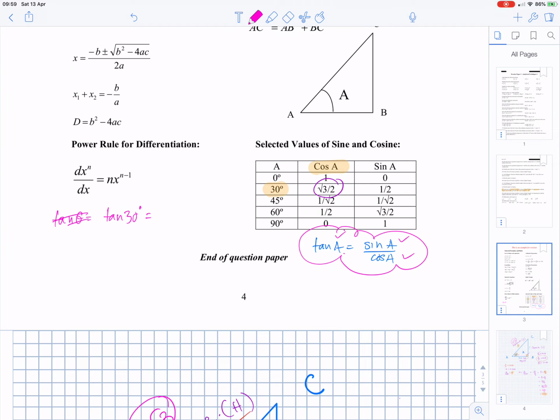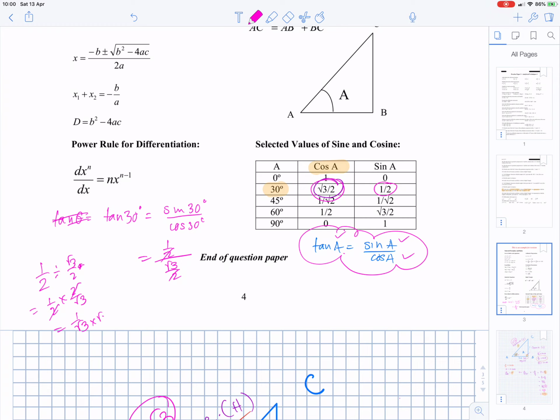Tan 30 degrees equals sine 30 degrees divided by cos 30 degrees. Now, sine 30 degrees is half, divided by cos 30 degrees, which is root 3 over 2, which basically means the 2's cancel out. Or if you want to show how this is done, it's half divided by root 3 over 2, which is the same as half times 2 over root 3. The 2's cancel, so you're left with 1 over root 3.